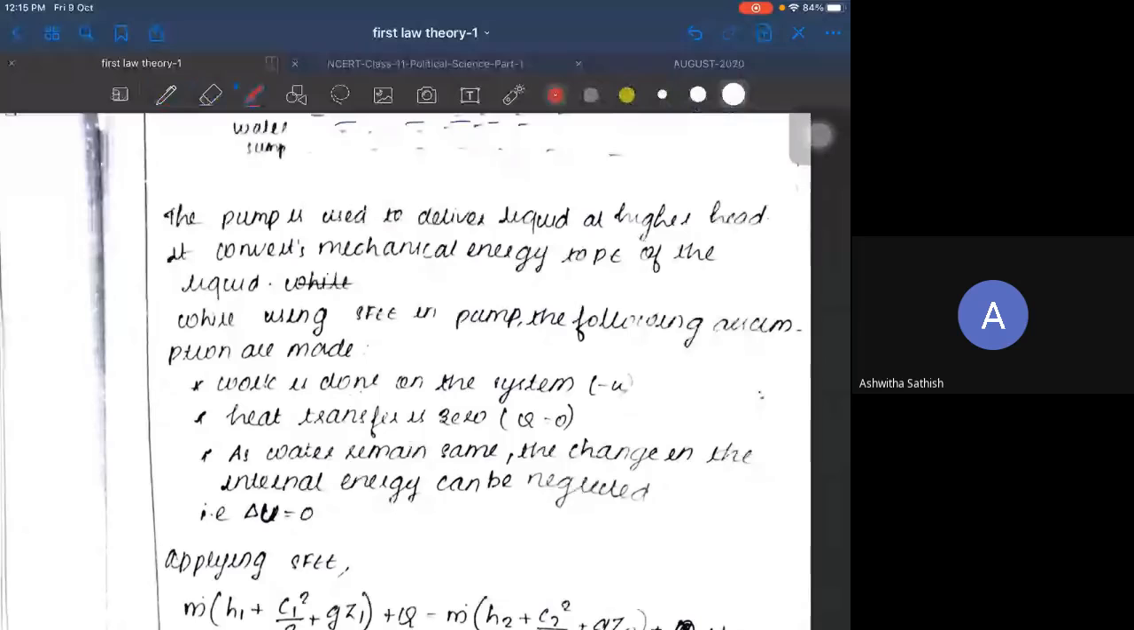Now, the pump is used to deliver liquid at higher heads, to convert mechanical energy into potential energy. So basically you are giving the shaft input to the system, which converts the available shaft energy into potential energy, required for greater heights. While using SFE in the pump, the following assumptions are made. The work is done on the system, so it is negative again.